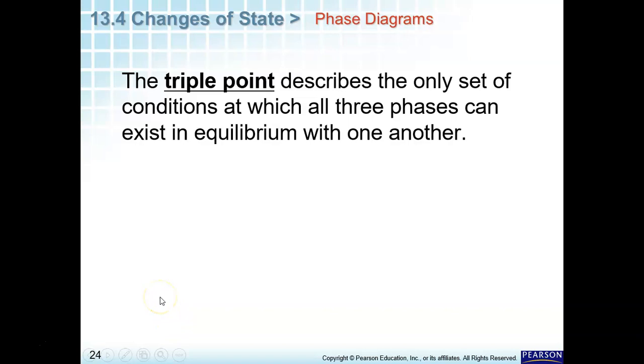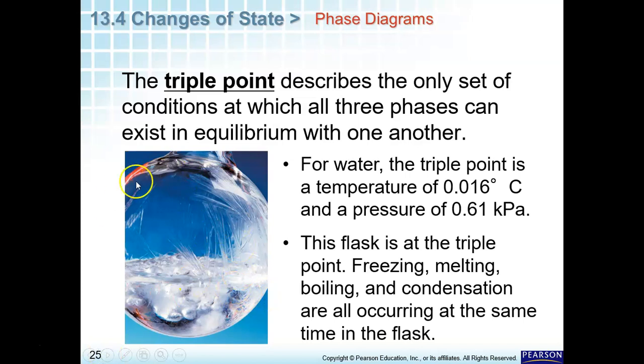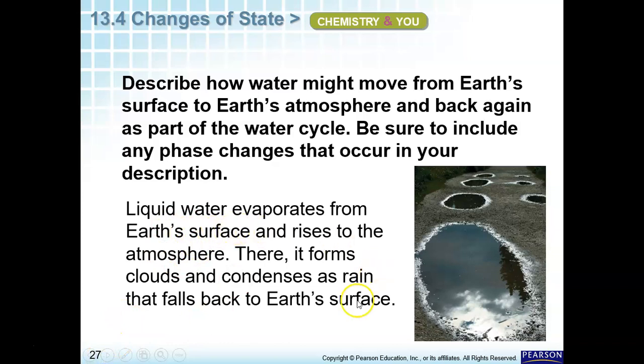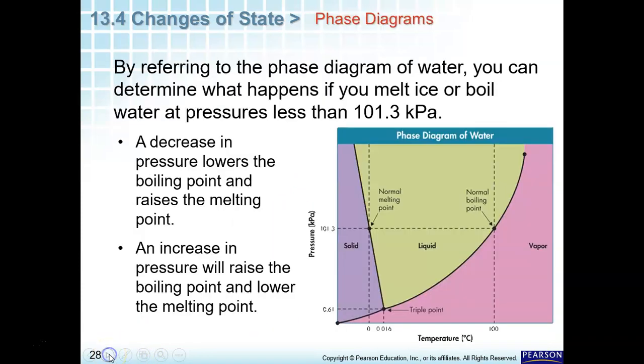So the triple point describes the set of conditions where all three phases exist at the same time. And it's weird. Basically, at the triple point, you would have water that is boiling and freezing and existing as a liquid at the same time. In order to do it, you've got to lower the pressure, so it would have to be done using a vacuum in a closed container, and I'll post a video for you showing that. Going back to Earth and this question from before, liquid water evaporates, rises to the atmosphere, then forms clouds, that's condensation, and then rain falls back down to Earth as a liquid.